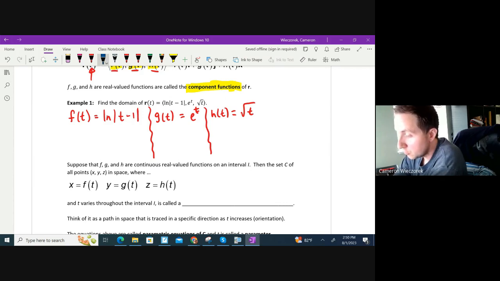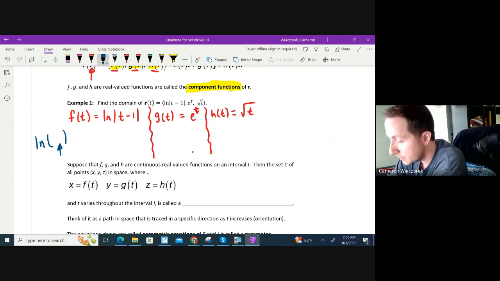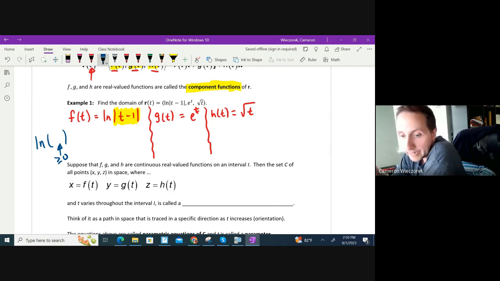The natural log function, let's take a look at f. If you remember, the natural log function can only take in inputs that are greater than 0. So if I'm looking at the argument of the natural log function, what I put into it needs to be positive. In this case, I'm putting in the absolute value of t minus 1. That means the absolute value of t minus 1 needs to be greater than 0. Well, the absolute value function can't be negative, so we don't have to worry about that piece being negative. At the very best, it'll be positive, but it could be 0.